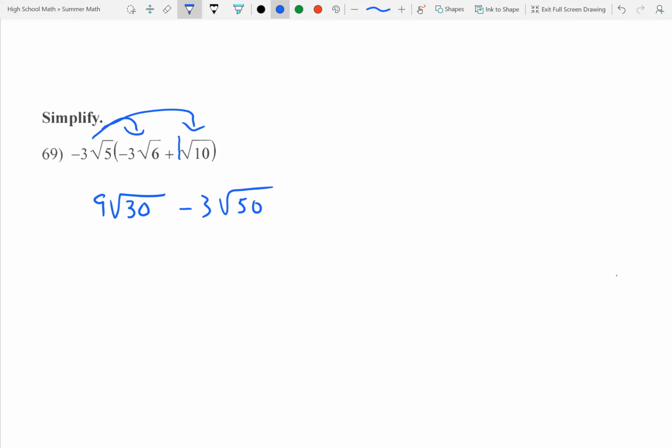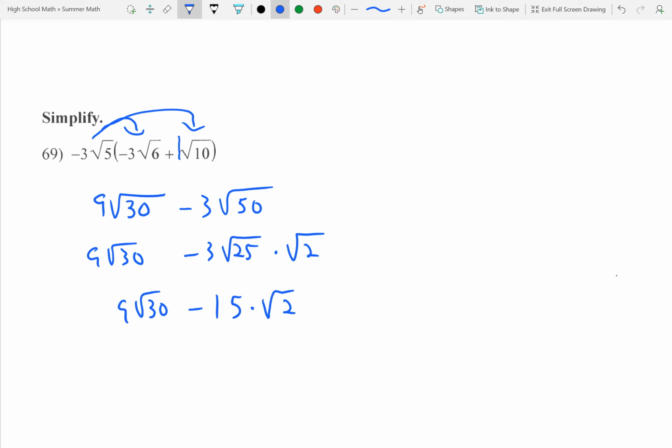Now we look for these radicand. This underneath part is called the radicand. We look for perfect squares that are factors. 30 has no perfect square that's a factor of it, but 50 does. 50 is 25 times 2. Square root of 50 becomes square root of 25 times square root of 2. Well, square root of 25 is 5, so the 9 square root of 30 stays the same. Square root of 25 is 5, 3 times 5 is 15. So we have 9 square roots of 30 minus 15 times square root of 2. I don't need this multiply operator. I simply could have connected it. Connected means multiplied.